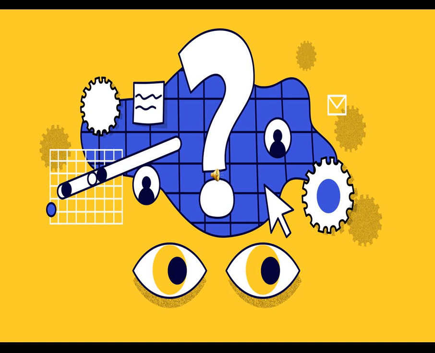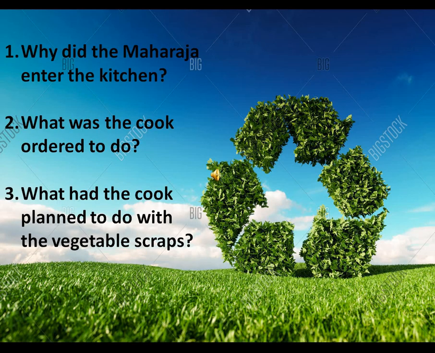Now, it's time for you to answer some very easy questions based on today's discussion. The very first question is, why did the Maharaja enter the kitchen? The second question is, what was the cook ordered to do? Number 3, what had the cook planned to do with the vegetable scraps? Now, students, these are very easy questions and I hope you'll face no difficulty in answering these. But even if you do, then please go through the first part of the chapter, read it very carefully, and if you still have problems in understanding, then you can watch the video once again.